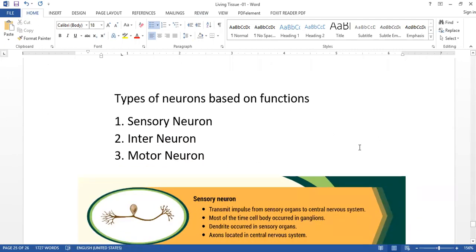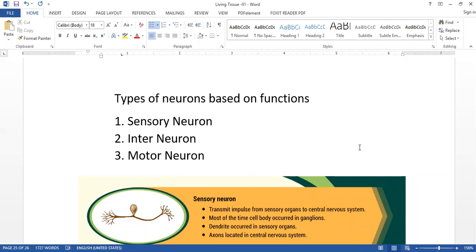Okay, let's move to the final part of this chapter. Types of neurons based on functions. Types of neuron. What are the two types or three types of neuron? Neuron we have studied separately. What we are going to study now is the types of neuron. Types of neuron means what are the types? The different types of neuron you can find here.